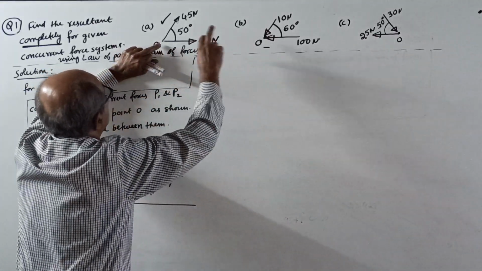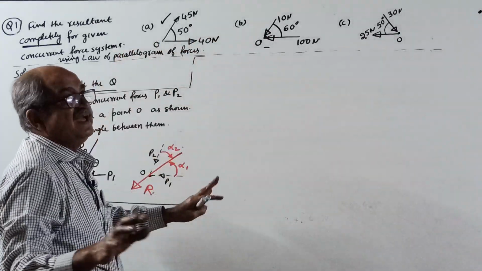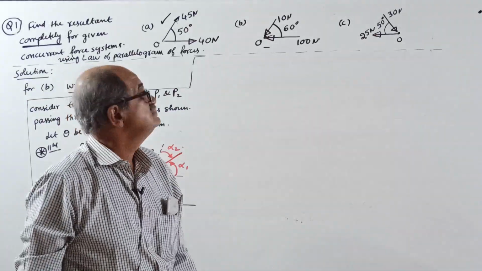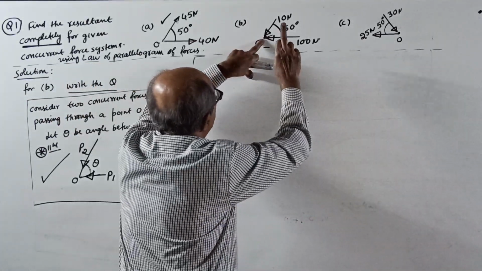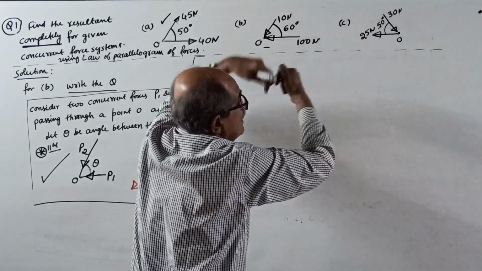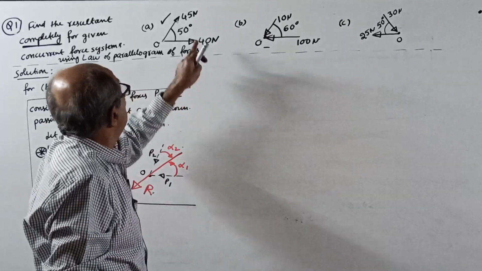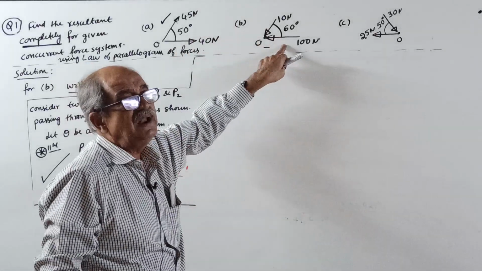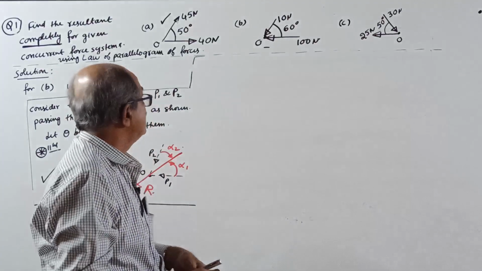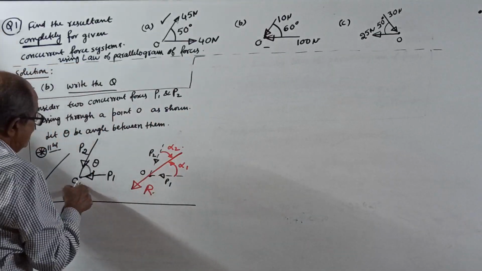Both forces are going away from the point. Okay, no problem, you can apply the theorem. Here, both forces are coming towards the point. Here both are outgoing. Here both are incoming. Yes, you can apply the formula. But when you write the sketch here, show it this way.